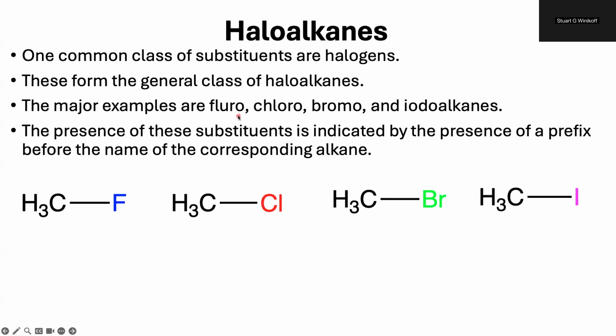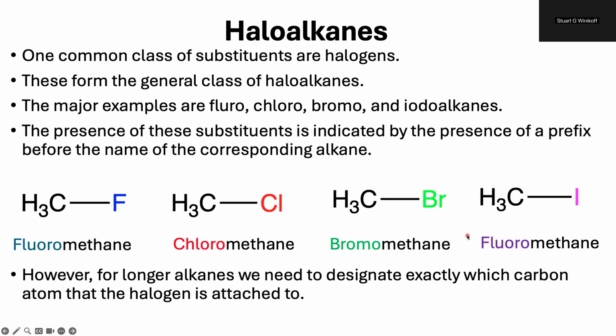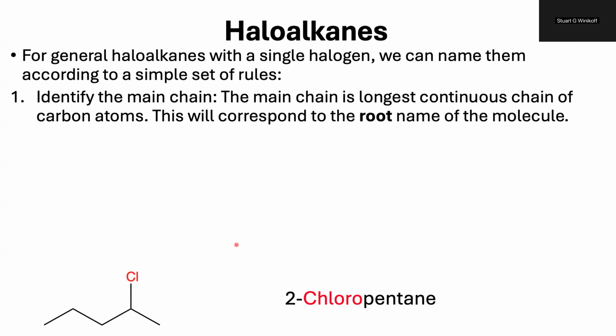If it contains a fluoro, it becomes a fluoroalkane. So in this case, we have fluoromethane, chloromethane, bromomethane, and iodomethane. However, one of the things to watch out for: in this case, the nomenclature is relatively straightforward, as there's only 1 carbon atom we can attach to. However, as that carbon chain gets longer, I have to designate exactly which atom the halogen is attached to.